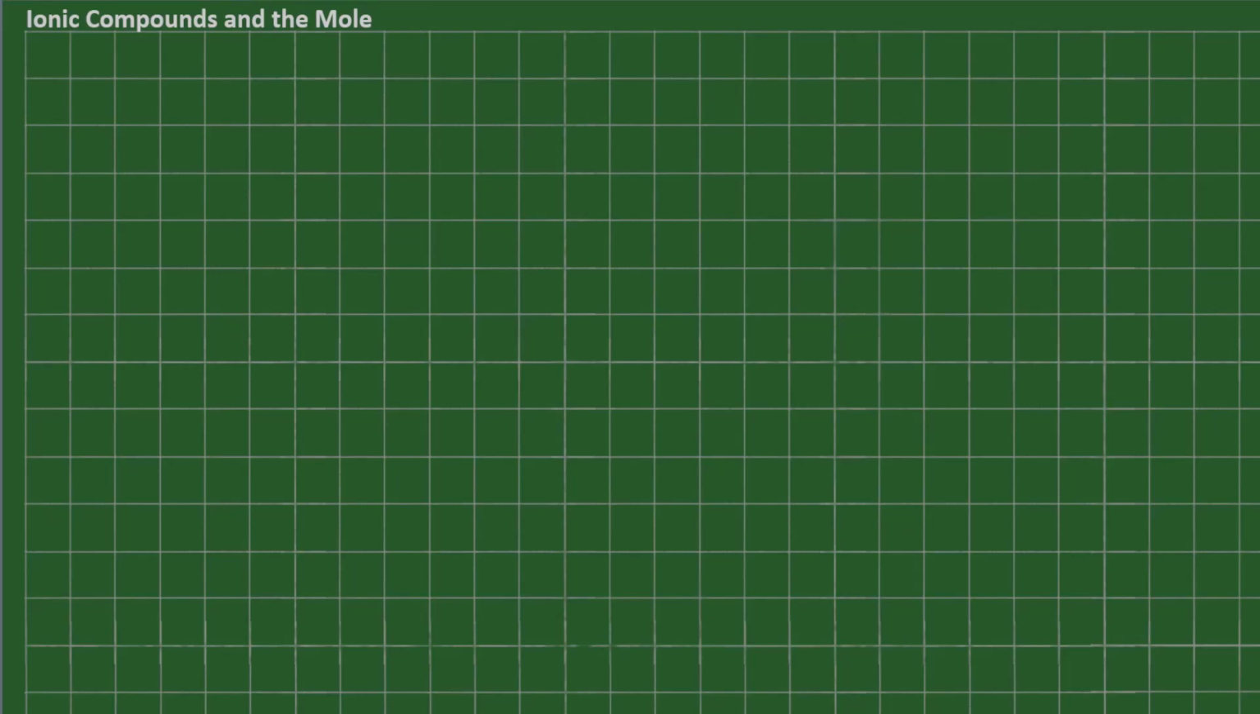Hello good people, I'm going to talk about ionic compounds and the mole. In order to do so, I'm going to use magnesium chloride as an example. Based on the formula, magnesium chloride consists of one magnesium atom and two chlorine atoms. I want to track the number of atoms as I increase the number of magnesium chloride units.